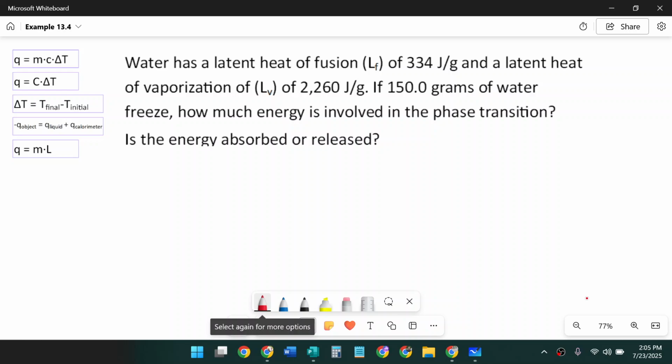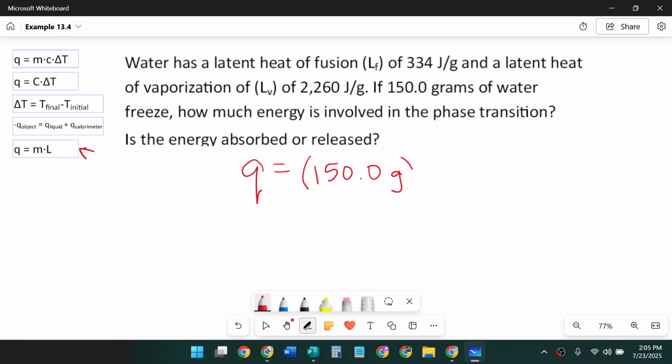So let's start with the first question. In the book you've just finished finding out about this equation, so it's pretty straightforward. We're just going to start with that. So Q talks about heat or energy. So our mass of water is 150.0 grams, and our latent heat of fusion or vaporization, and that's where we have to decide which one we're going to use.